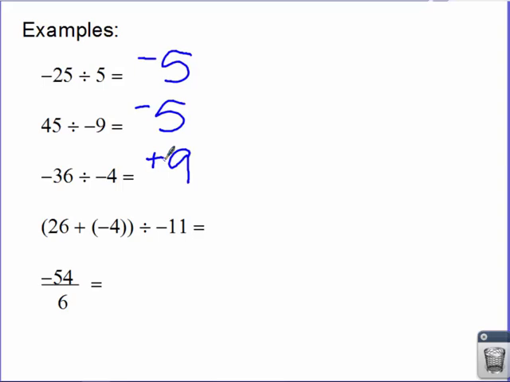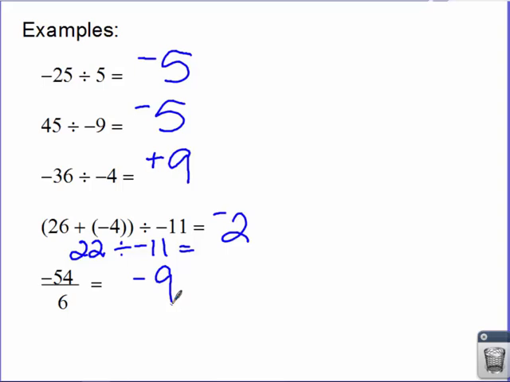Now, on the 4th question, you got to be real careful because this first part's an addition, but it's in parentheses, so we have to do it first. So we got to think back to our add rules. Well, 26 plus negative 4, it is plus, so my signs are different, so that means I subtract. I get 22, and so it's 22 divided by negative 11. So 22 divided by 11 gives us 2. 1 negative makes it negative.